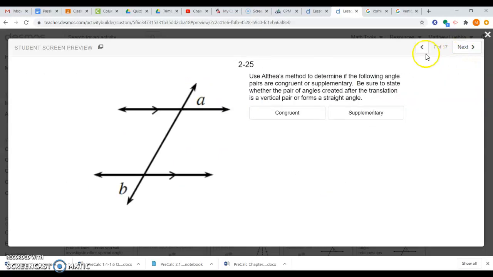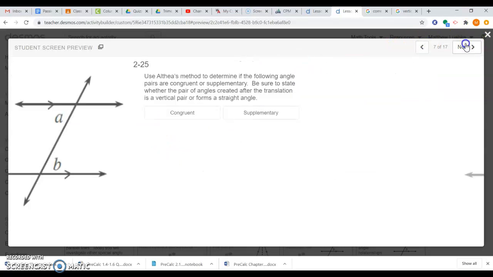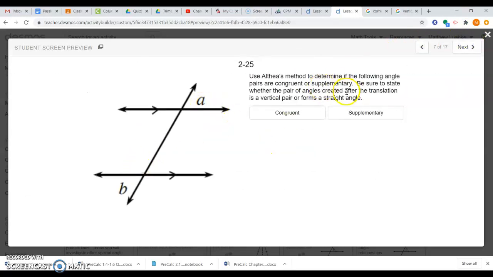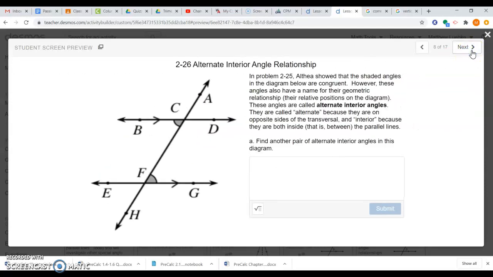Same for here, and I've had people say, these look like the same problem, but they're not. So you can see where A and B are located here versus where they're located here on the outside, and you need to say, is that congruent or supplementary? Another one. Again, A and B in different locations here. Are they congruent or supplementary? And you're going to have to explain each one.